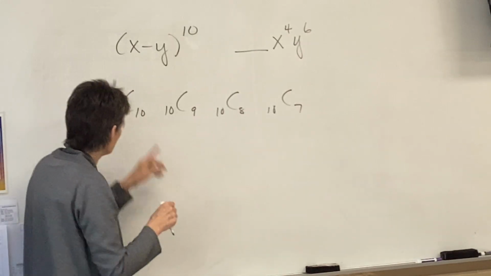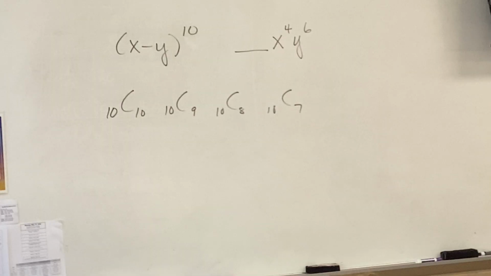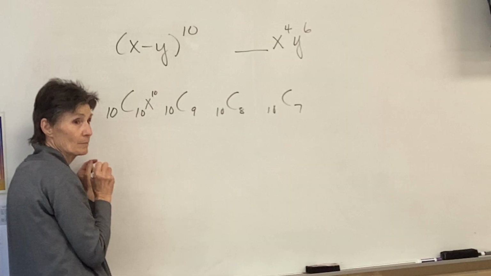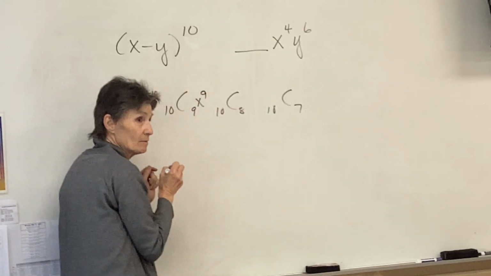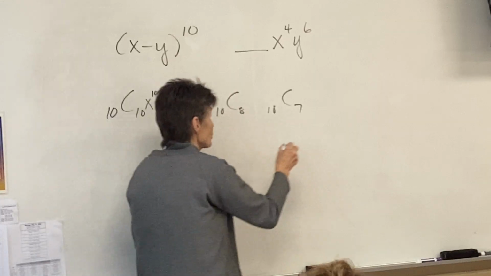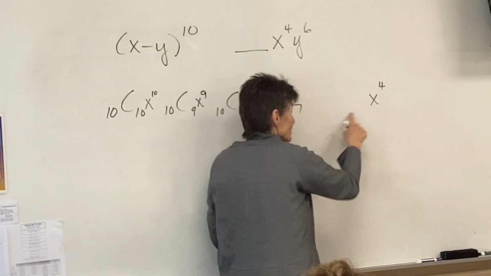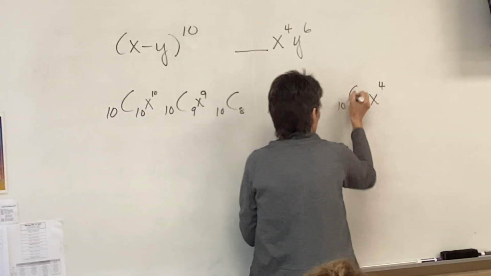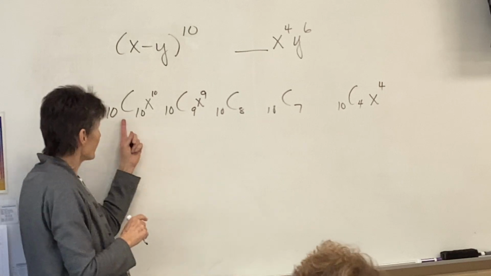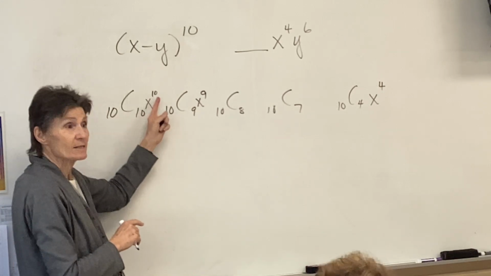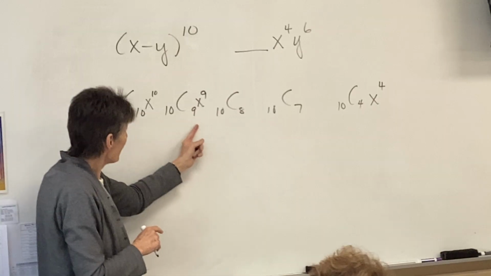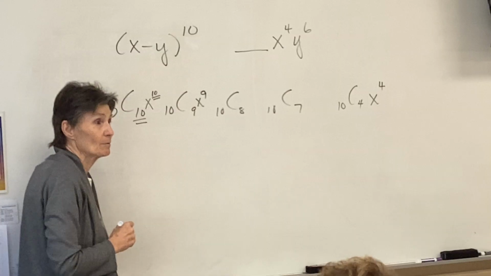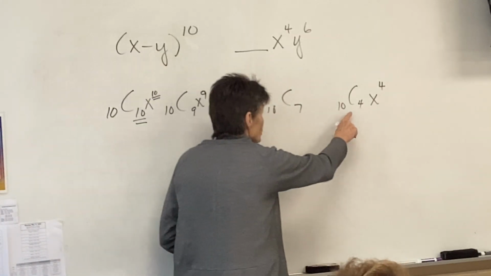So remember, in this first term, the one that has 10C10, wouldn't this have the x to the 10th? Yep. And this one would have the x to the 9th? So which one is going to have the x to the 4th? What is going to be the 10C number? 10C4. Sure. Now before you get all confused, look, when it was 10C10, it was x to the 10th. When it was 10C9, it was x to the 9th. We're counting down these numbers just like we're counting down those numbers. So that coefficient is 10C4.